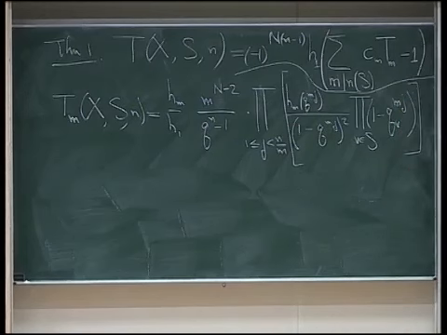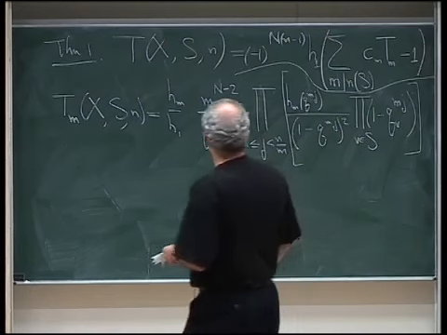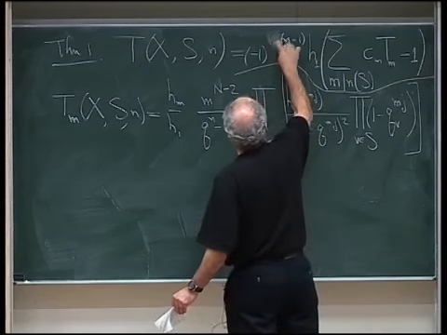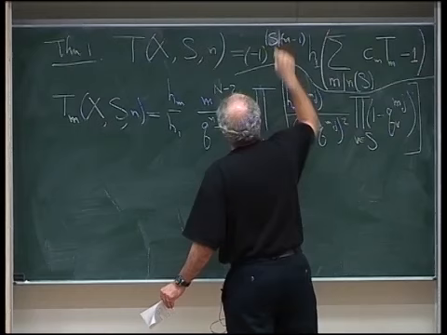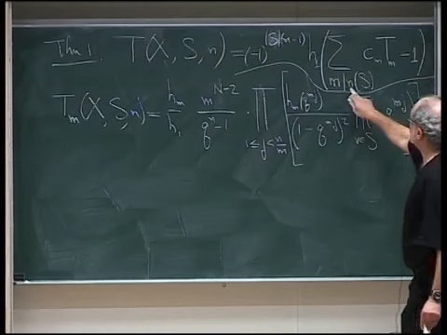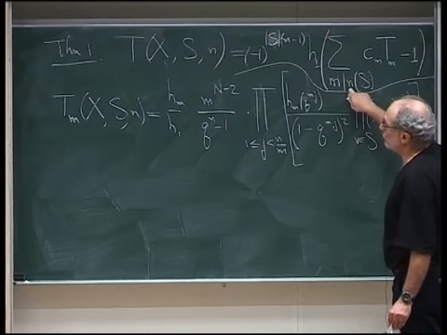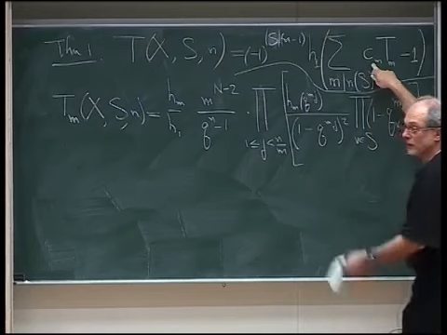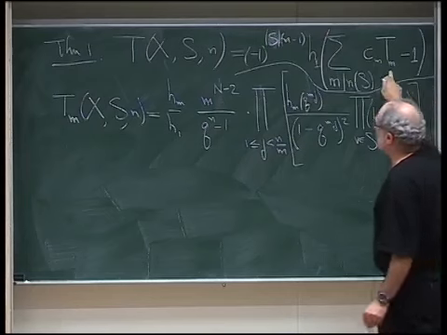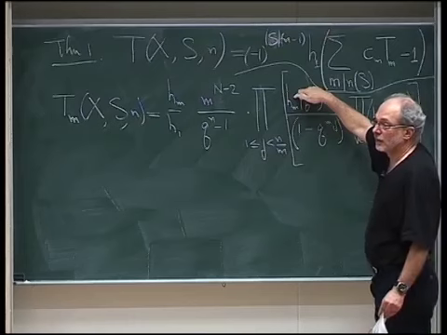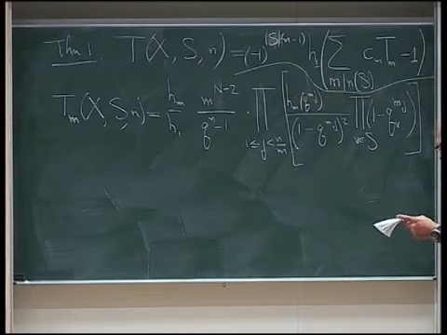You say capital N? Capital N appears here. That's the cardinality of S. Ah, okay. Ns is a divisor of n, and then there are these number theoretic things from the Möbius function, and Tm is given in terms of the zeta function of the curve.